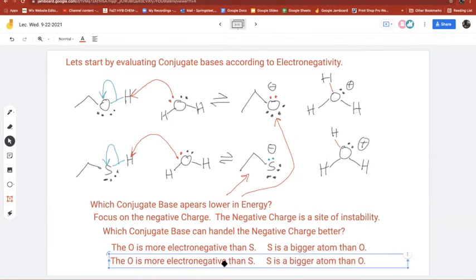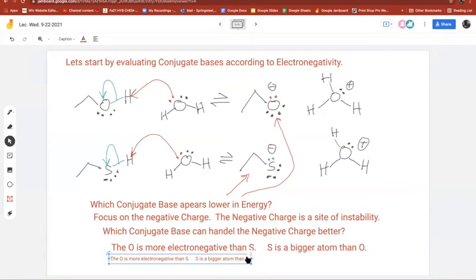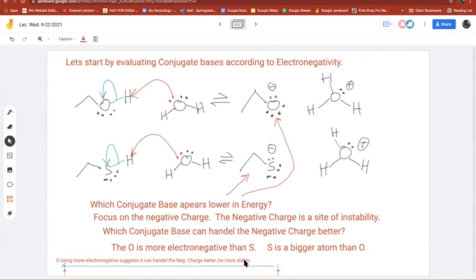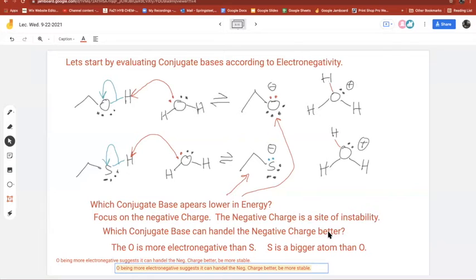Let me type that up. I have to go small here. Let's go small. You're killing me, smalls. Oxygen being more electronegative suggests it can handle negative charge better, be more stable. But sulfur is a larger atom, so the negative charge gets spread over a larger area and is more stable.